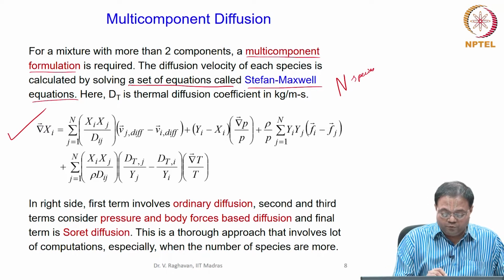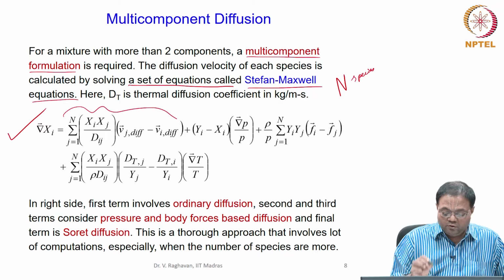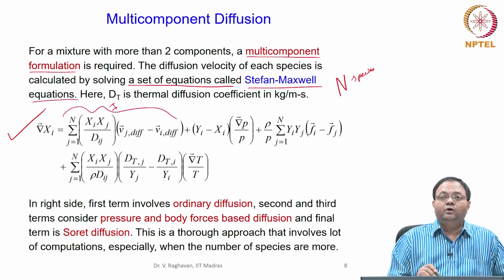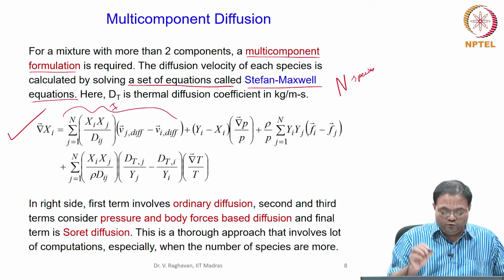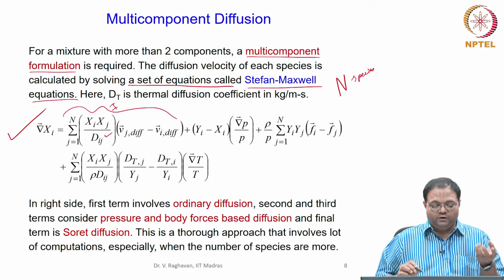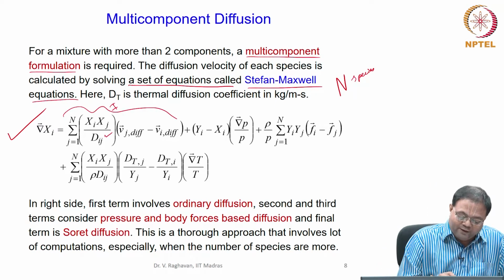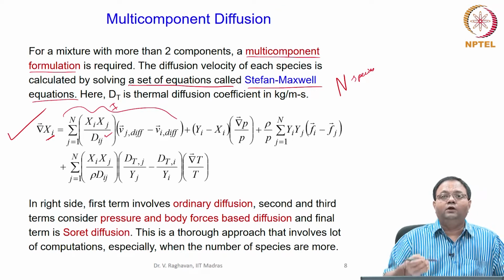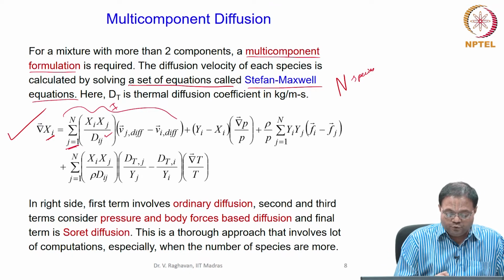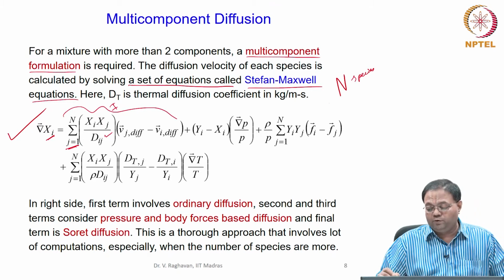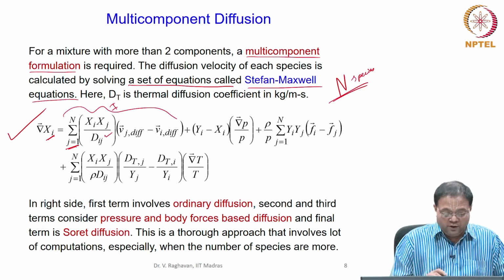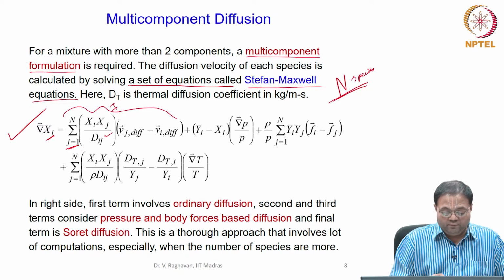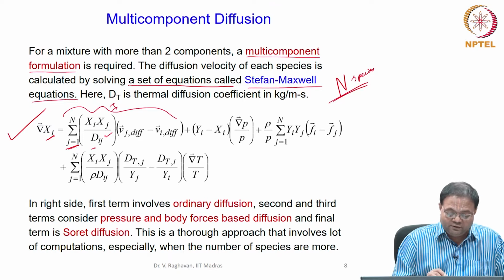The first term is due to the ordinary diffusion. You can see that you take any two species. We are trying to solve for the ith species here, so I have to loop over all the species, j equal to 1 to n, where n is the total number of species in the mixture. So, j equal to 1 to n, xi xj divided by this Dij.